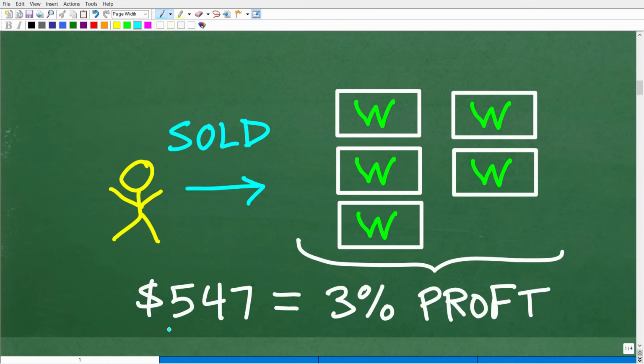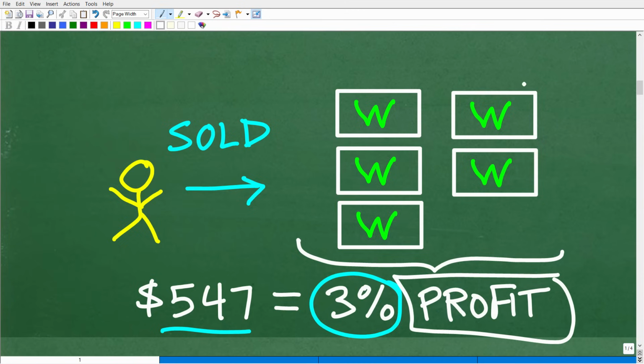And again, he made $547 because he got 3% of the profit. Oops, I made a typo there. So there was a certain amount of profit for these five widgets, right? So each of these widgets cost a certain amount, and somebody took out their credit card and said, okay, I'm gonna have this one, this one, this one, this one. I'm willing to pay this amount of money. That was the profit. And Don got 3% of that amount of money, and it was $547.